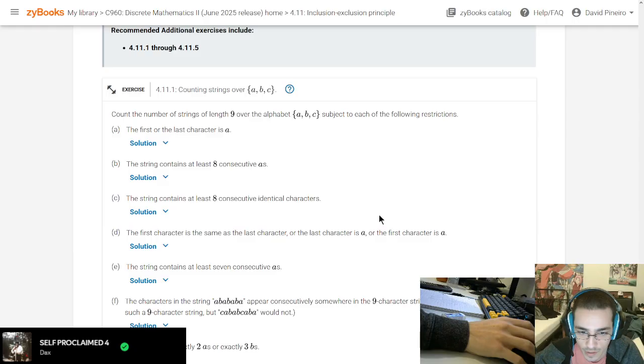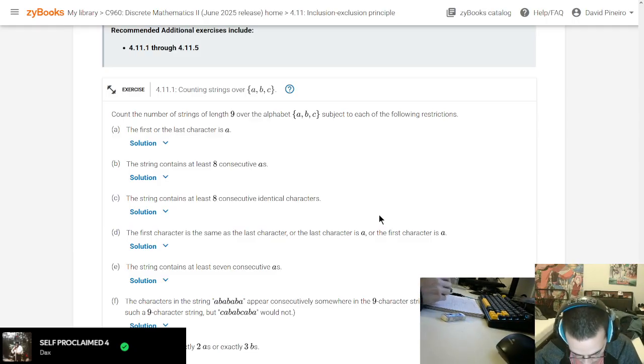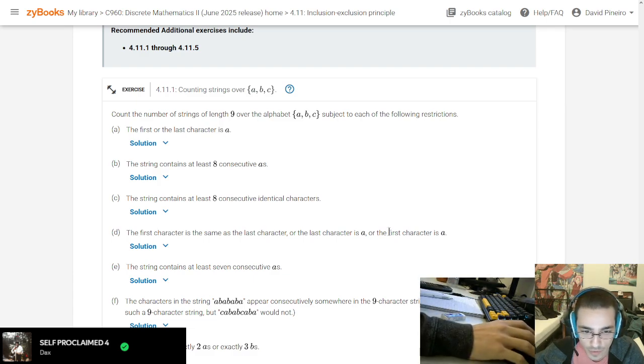So if the last character is A, I'll put L for that, last character is A. Isn't that 3 to the 8th as well? Because aren't they all 3 to the 8th? Let me just write that down. So last equals 3 to the 8th. First equals 3 to the 8th. Because you're just choosing one character. You have 8 left. And on this one, you're still just choosing 8 characters.